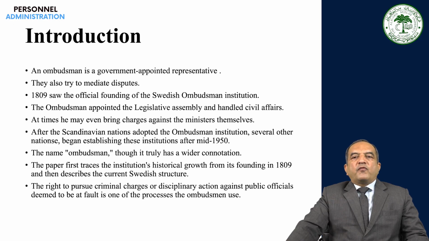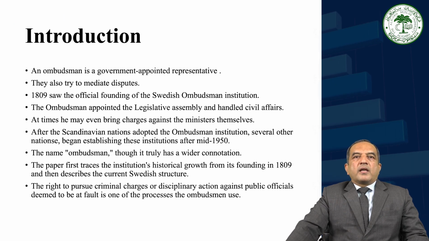the Swedish ombudsman can now act as a public prosecutor. After the Scandinavian nations adopted the ombudsman institution, several other nations, including New Zealand, the United Kingdom, the United States of America, Portugal, Israel, Australia, and the Netherlands, and many more, began establishing these institutions after the 1950s.